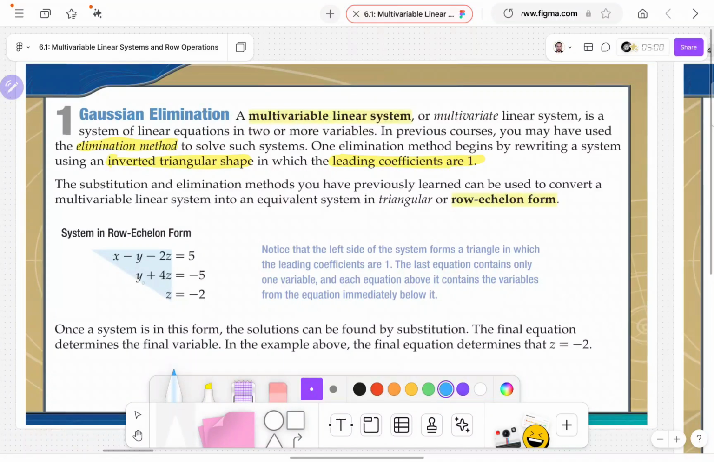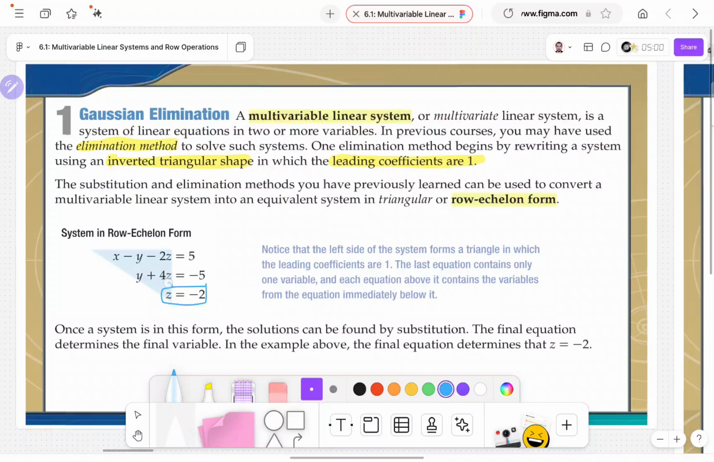Gaussian elimination is to make, as you can see, a flipped or inverted triangle, where the coefficient of the first variable x is equal to 1. In the second equation, the coefficient of y is also 1. Also z here is equal to 1. So as you can see, in the inverted triangle, the leading coefficients must equal 1. After all of these are equal to 1, I can just identify z is equal to negative 2.